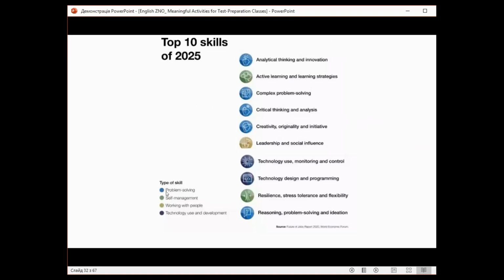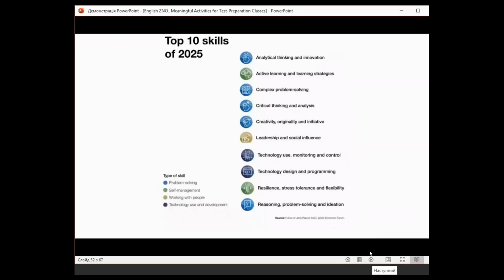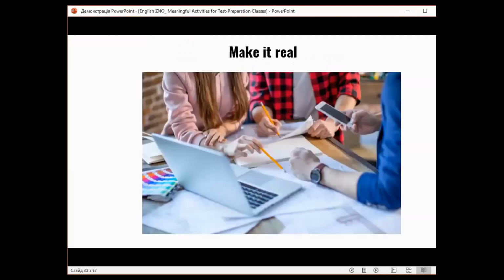So if you can, during your lessons, provide opportunities for your students to do problem solving activities, or use technology, or be creative, original, this will all prepare them for their future careers and for a successful life in future. So any kind of project that students feel they may use in their education while studying at the university, or when starting to work, will always be a good idea to use.